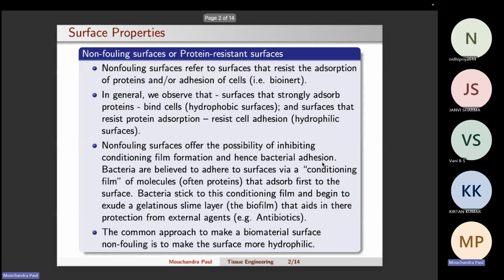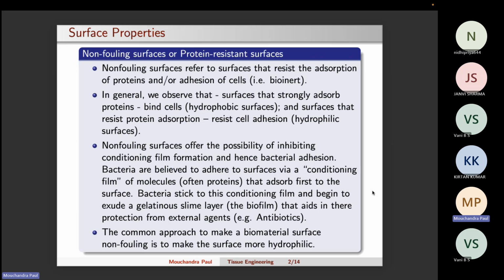So in today's class, we will continue with the topic of biomaterials, right? In the previous class, we talked about the bulk properties and also started with what surface properties people study for these biomaterials. So we'll continue with the surface properties topic.